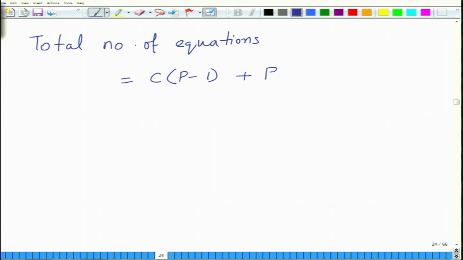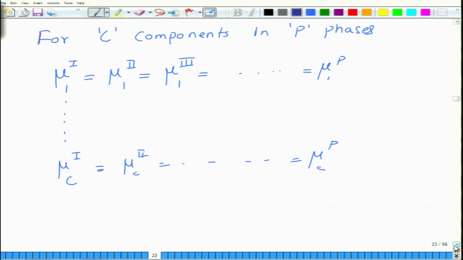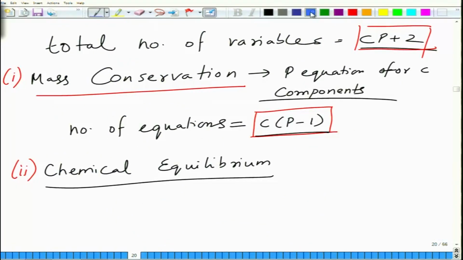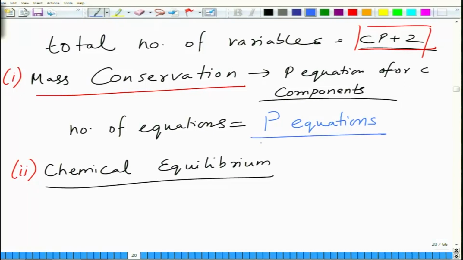Okay. So from this condition, you see that if mu 1 is the same across all the phases, then it has to be true for all the P phases. If you know that this condition is true, we have a total number of equations as P equations. Here I wrote P minus C into P minus 1 equations. I should say P equations. Okay.